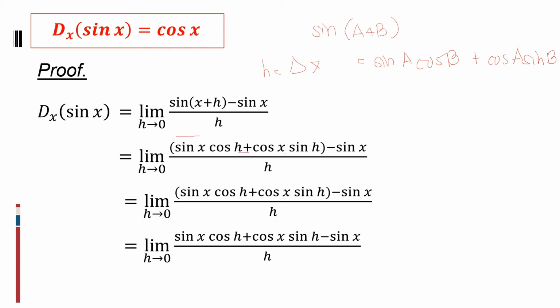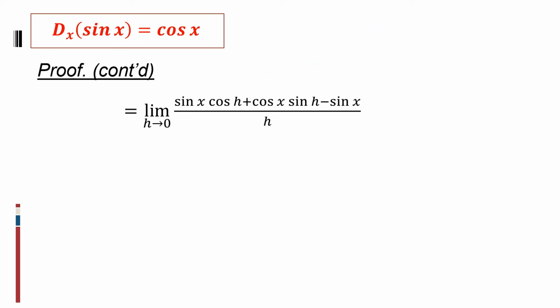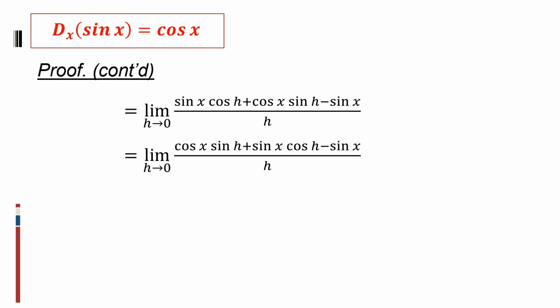Ngayon, pag tinanggal natin yung kanyang parenthesis, we have the limit of sine x cosine h plus cosine x sine h minus sine x all over h as h approaches 0. Ngayon, pwede ko siyang i-rearrange. Okay? So that becomes cosine x sine h plus sine x cosine h minus sine x. Parang pinagbaliktad ko lang yung position ng dalawa. Bakit? Okay? Kasi pansinin niyo dito, meron tayong sine h tapos h. Tapos dito, meron tayong cosine h tapos h.